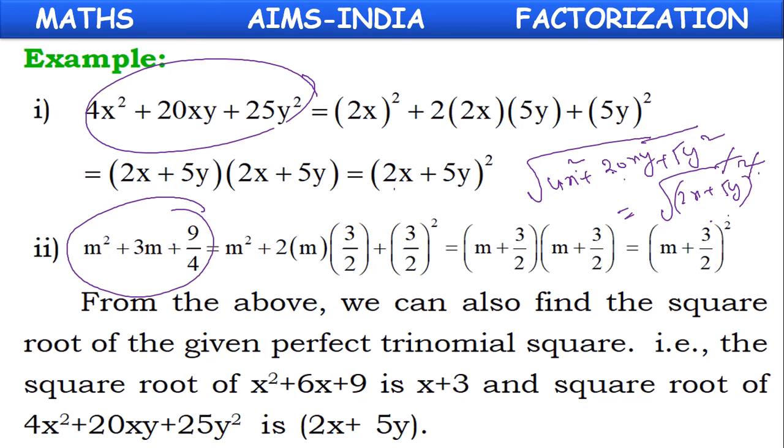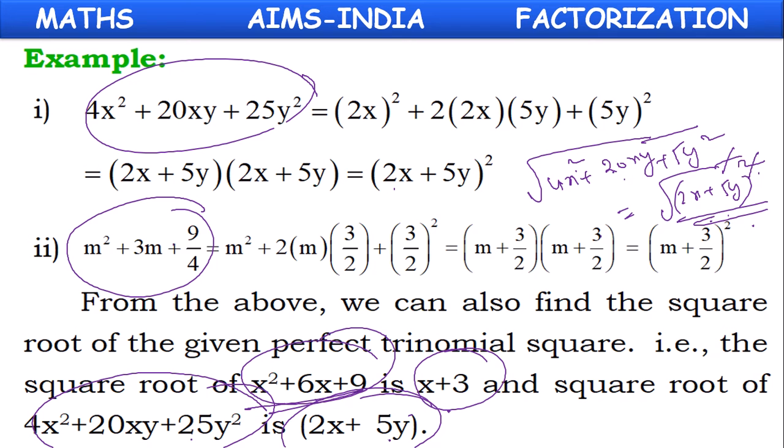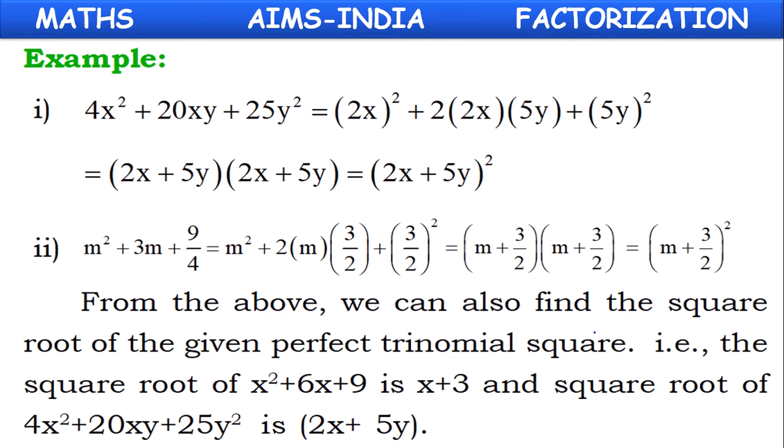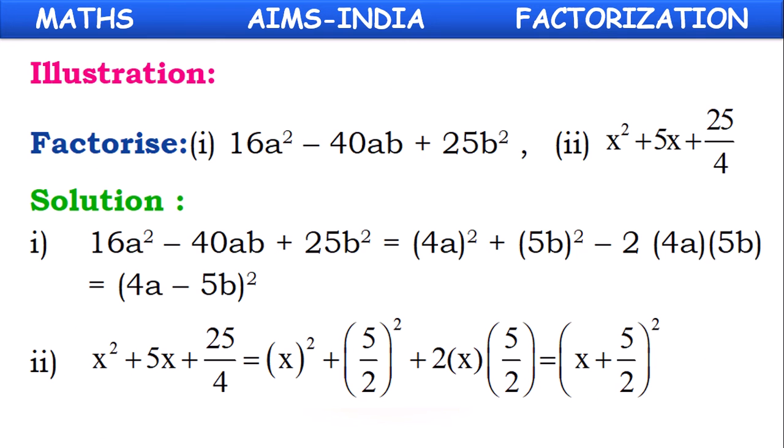What is the square root of a trinomial? It will be equal to the binomial. Like the square root of this trinomial equal to x plus 3, or the square root of this trinomial equal to this 2x plus 5y. So we can factorize, or we can find the square root of the trinomial, by using these identities.